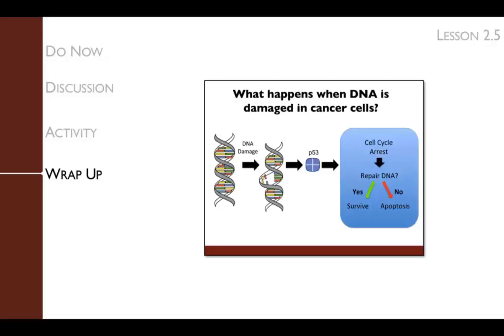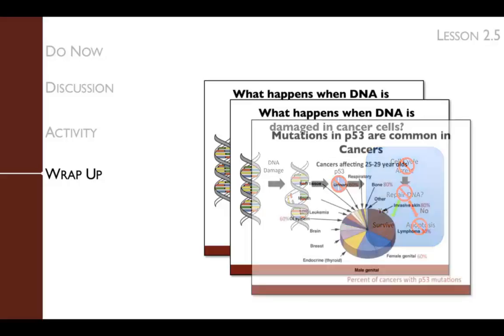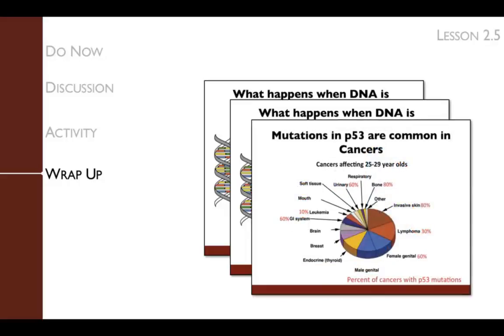If DNA damage is extensive, p53 will stimulate the mitochondrial pores to open and release caspases, starting apoptosis. But what if p53 itself is mutated? Then the cell cycle cannot be arrested. Extensive DNA damage will not be repaired, and the cell will not start apoptosis. We frequently see mutations to p53 in cancer.